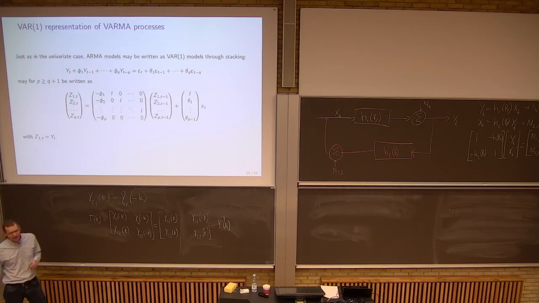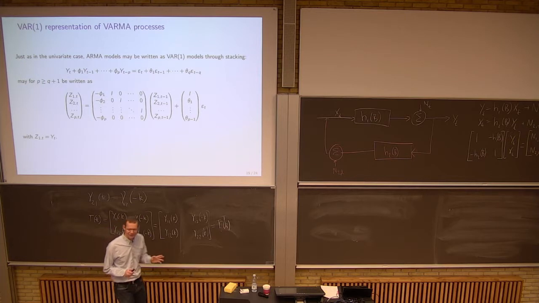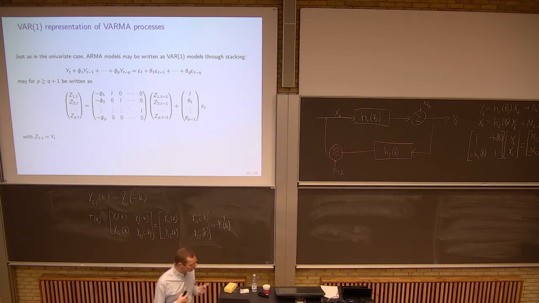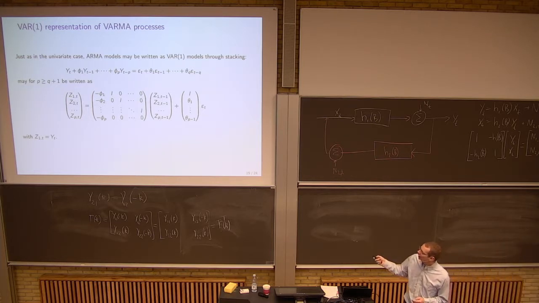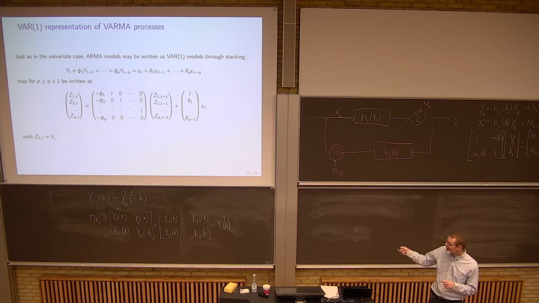So, one thing that you kind of have to just note to yourself is that if you take any ARMA model, also any vector ARMA model, you can rewrite it as a multivariate vector autoregressive model of order 1. What happens is that you just increase the order of your first order model.